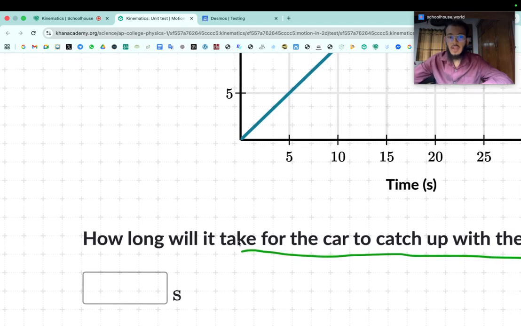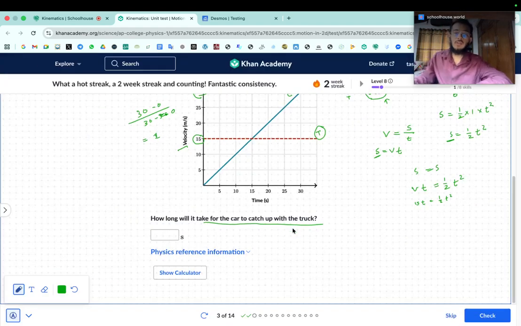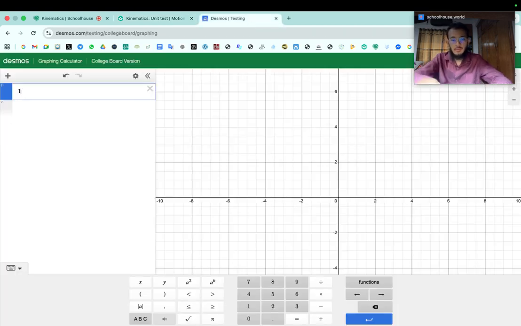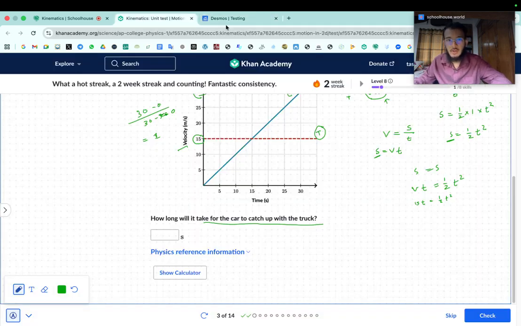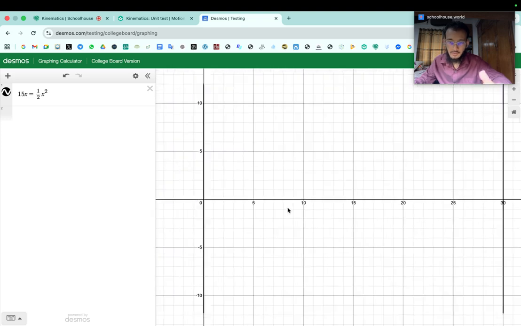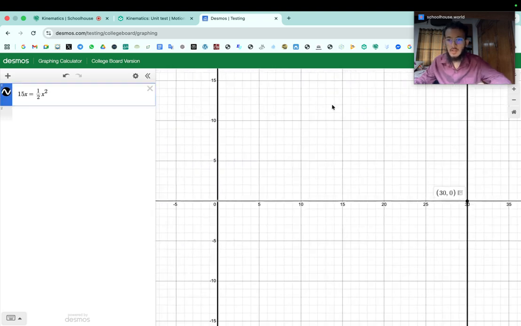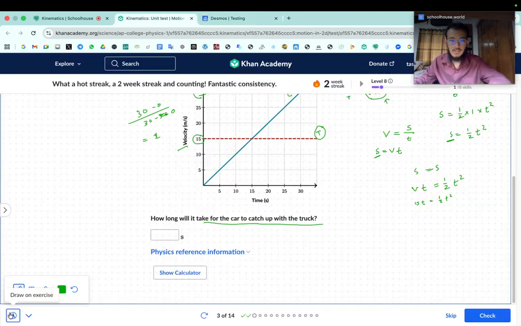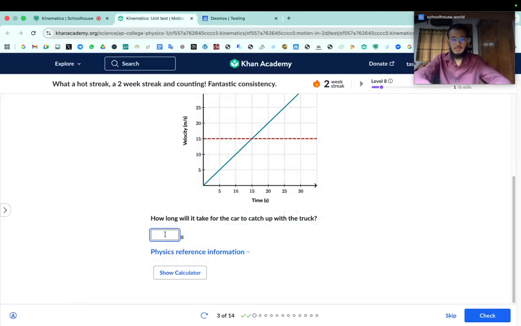They ask us to find how long it will take for the car to catch up with the truck. This is the value of t. So we have 15t equals half t squared, replace t with x, so 15x equals half x squared, and you have two values, one of which is 0. Obviously 0 is not the answer. So 30 is the answer, 30 seconds. So let's put in 30.